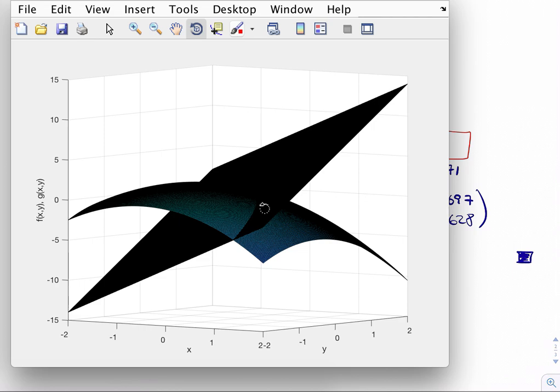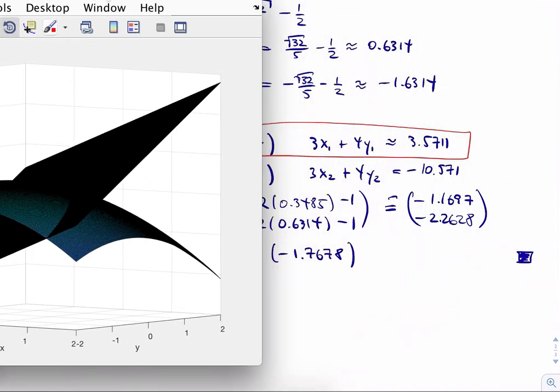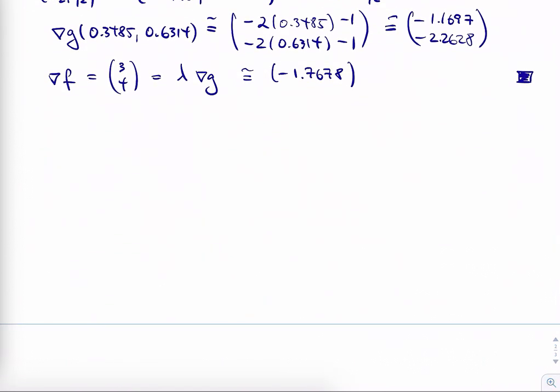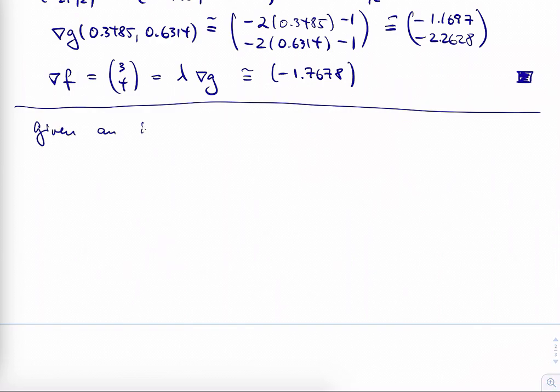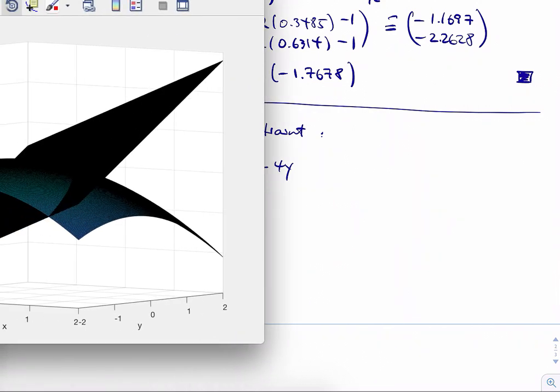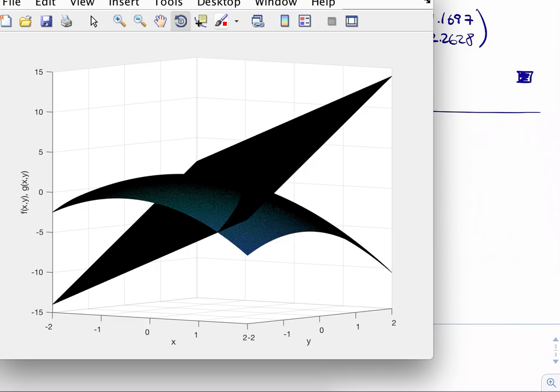In some sense, the answer is very easy, as always, but that's why I can make a video of it. So let's write it down as a maximization problem given an inequality constraint. We're still supposed to maximize, with respect to x and y, the function f of x and y, 3x plus 4y, such that, now here's the question. How do I phrase the inequality constraint?